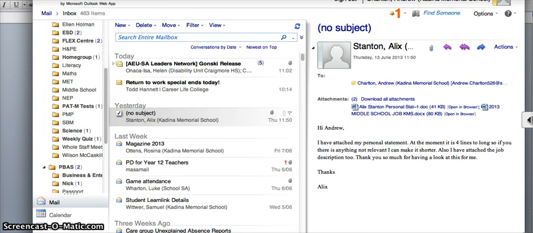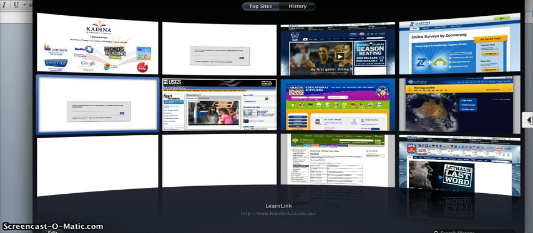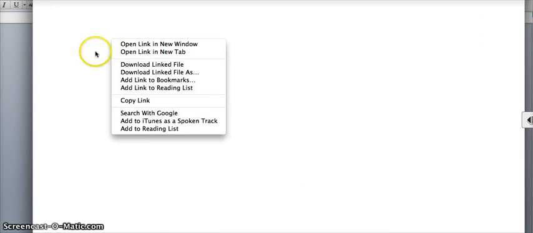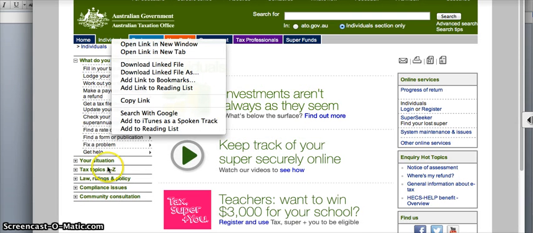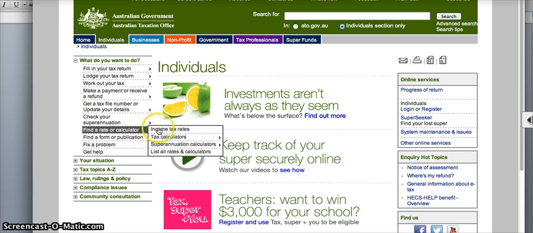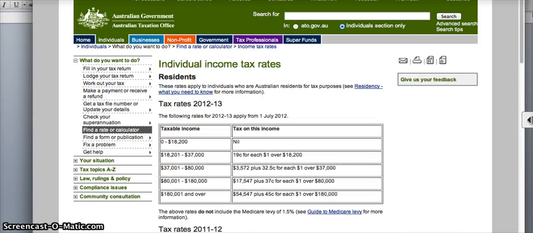If you go to ATO, it'll come up with this. If you click on individuals, which I'll do, and then you go down the left-hand side to find rates or calculators, and you go to income tax rates. Yep. And then that will come up there like that.